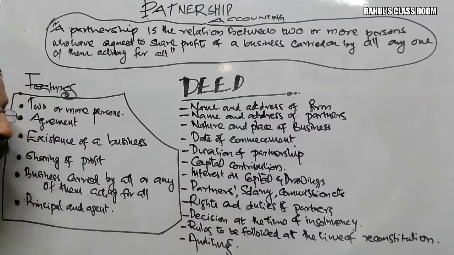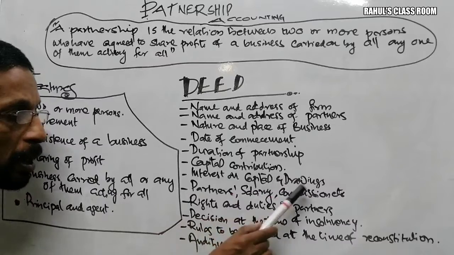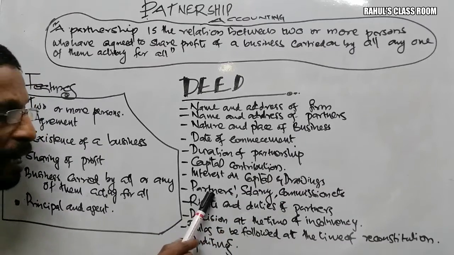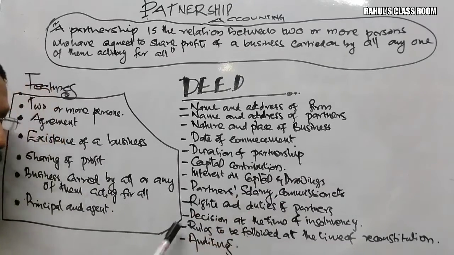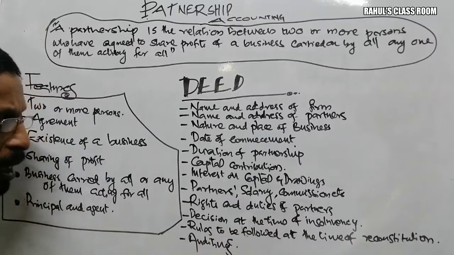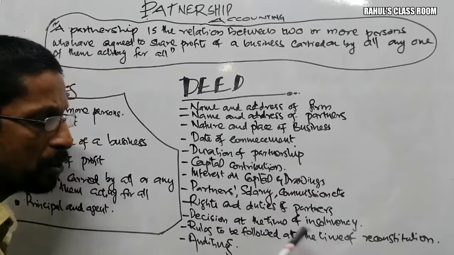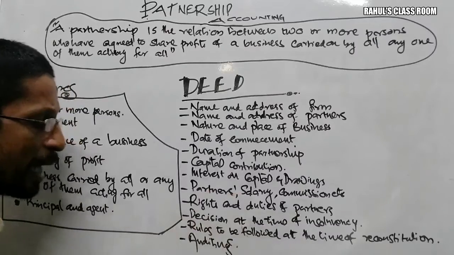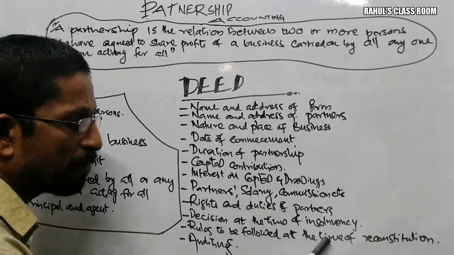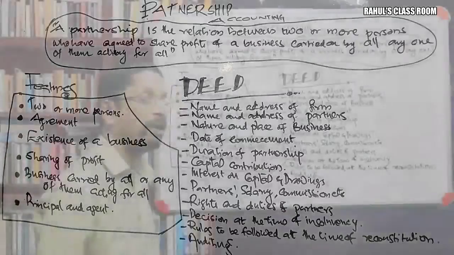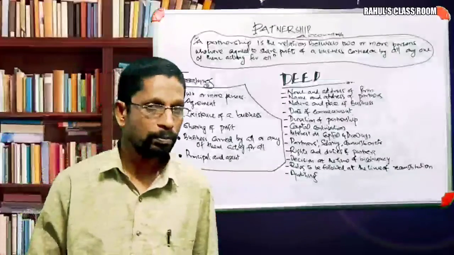capital contribution made by each one, interest on capital or interest on drawings, partners' salary, commission, etc., rights and duties of partners, decision at the time of insolvency, again rules to be followed at the time of reconstitution, and finally auditing.